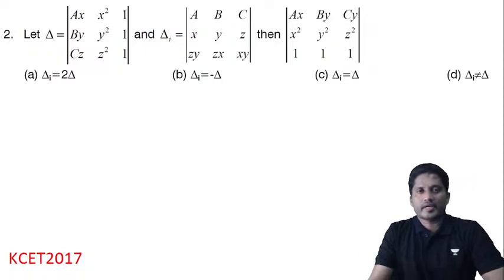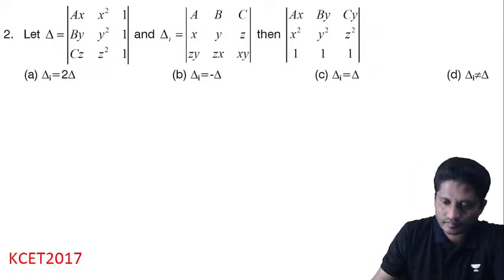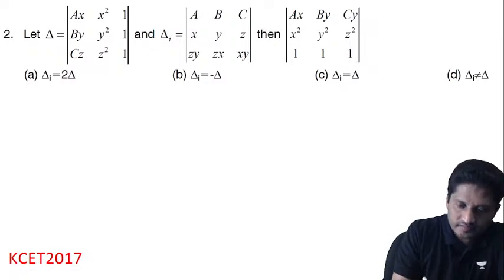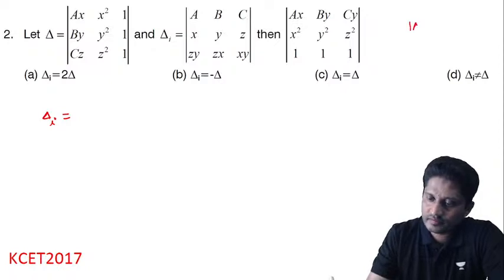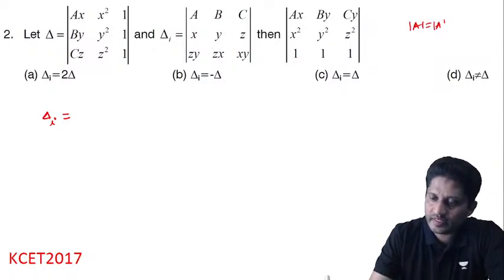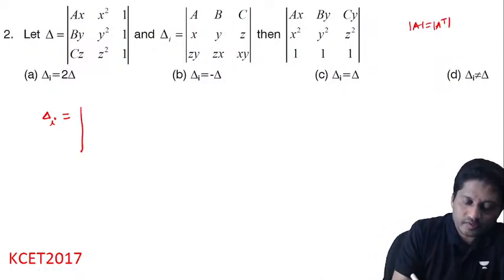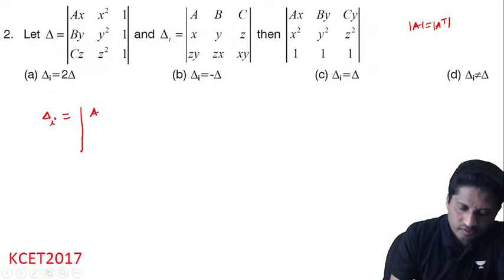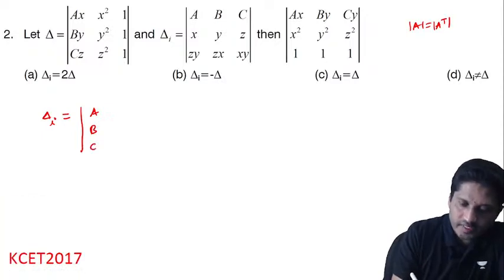What is the relation between delta and delta I? Now listen. Determinant A is the same as determinant A transpose. So if I take the transpose of this, the first row becomes the first column, the second row becomes the second column, that is X, Y, Z, and the third row becomes the third column.